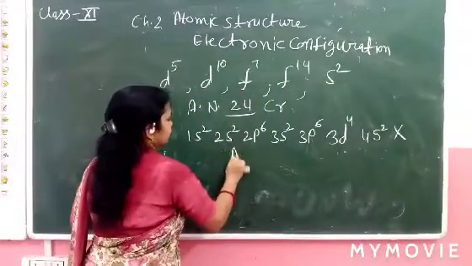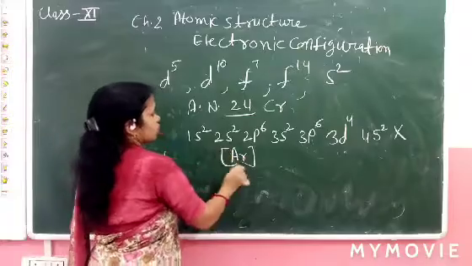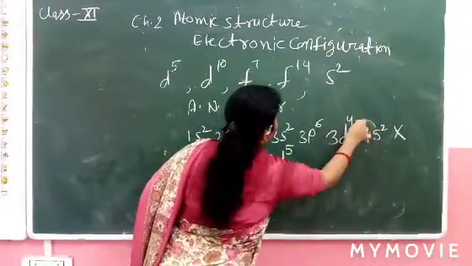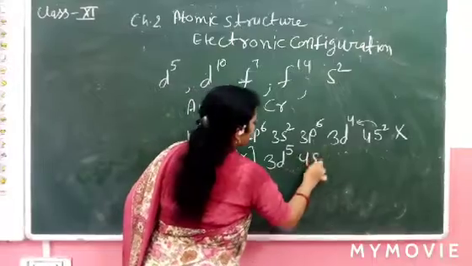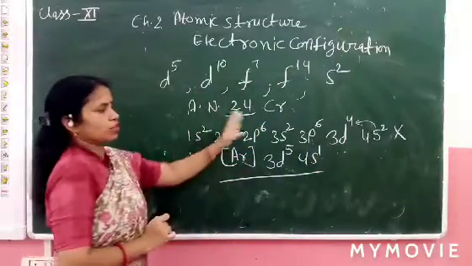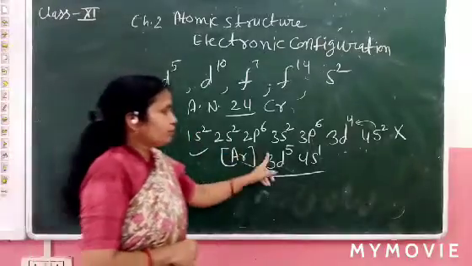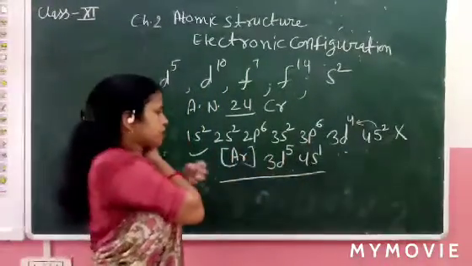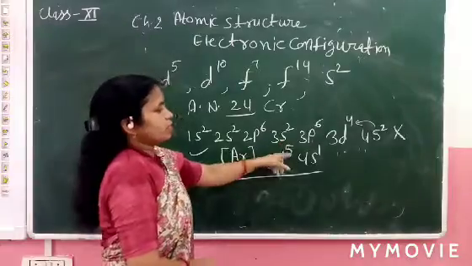So you have to write: the correct answer is argon 3d5, one electron jumps from here, 4s1. This is the correct answer, and this is not correct. 3d5 is more stable than 3d4. This is the extra stability. This is the importance of this.